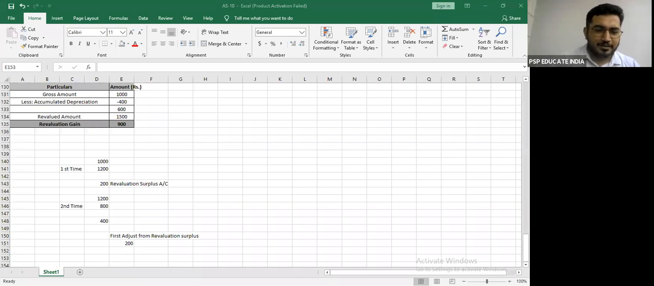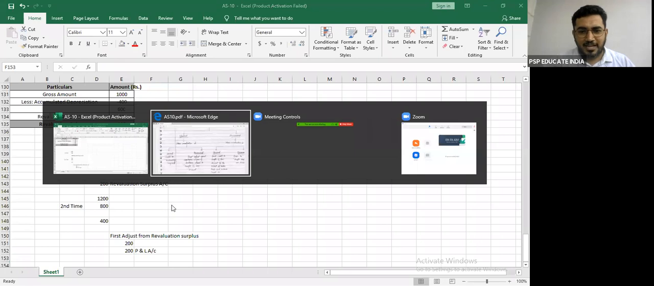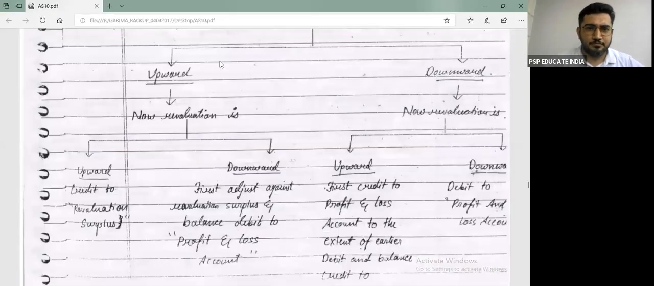More 200. That extra 200 will be taken from the profit and loss account. See, that is exactly what is given to you. Look at this. First adjust from revaluation surplus and the balance you will debit to the profit and loss account. Right, come to the next one.